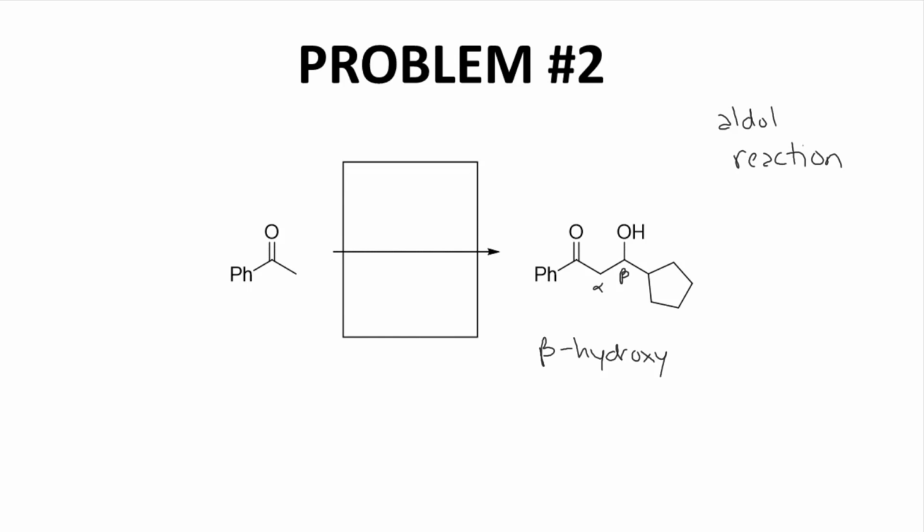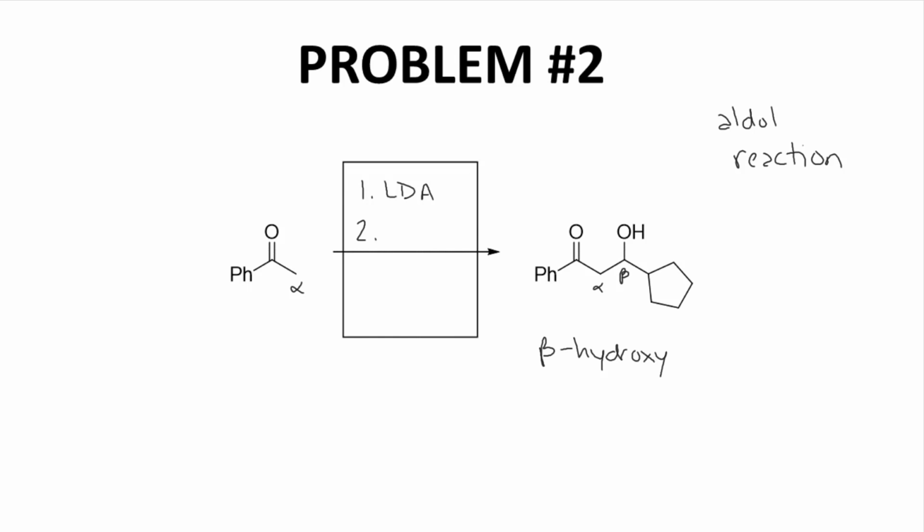Now, the beta carbon comes from our aldehyde. This alcohol oxygen comes from the aldehyde. So this is where our ketone was. So let's keep that in mind. So first step, we have to form our enolate. Our enolate comes from that alpha carbon, and we're going to deprotonate that with LDA. And our second step is, once we have the enolate, we're now going to add our aldehyde.